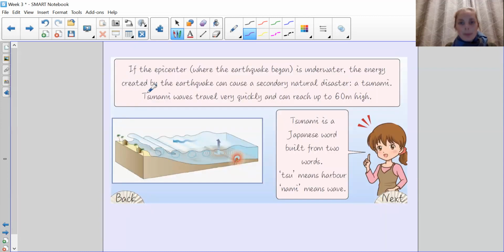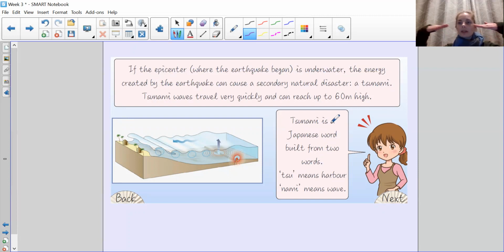Right, if the epicenter where the earthquake began is underwater, the energy created by the earthquake can cause a secondary natural disaster, which is our tsunami. Right, and a tsunami is really, really big waves, right? And tsunami in Japanese is built from two words: tsu, which means harbor, and nami, which means wave.